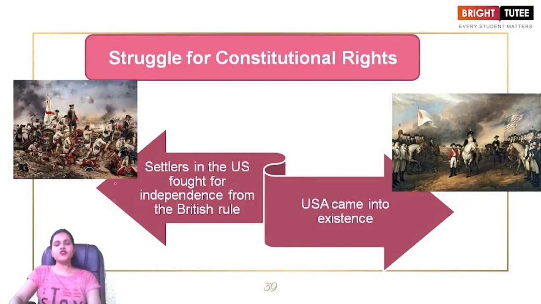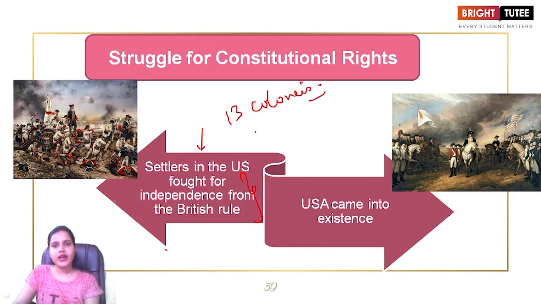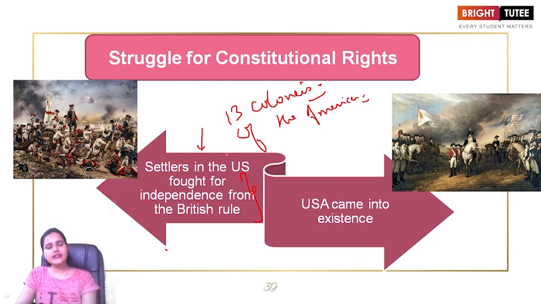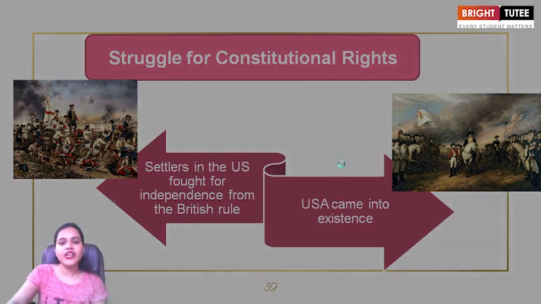Okay, the next point that we need to focus on here is the struggle for constitutional rights. Now students, the settlers in the US fought for independence from the British rule. You already have looked at the map here. You already have learned about the 13 colonies of the American region that were directly under the control of the British Empire. So we see that the settlers living in this region were fighting for independence. You can look at these images; you will find a lot of images on Google here. After a lot of fights and lots of sacrifices, the United States of America, that we know as a country today, one of the most powerful countries today, came into existence.